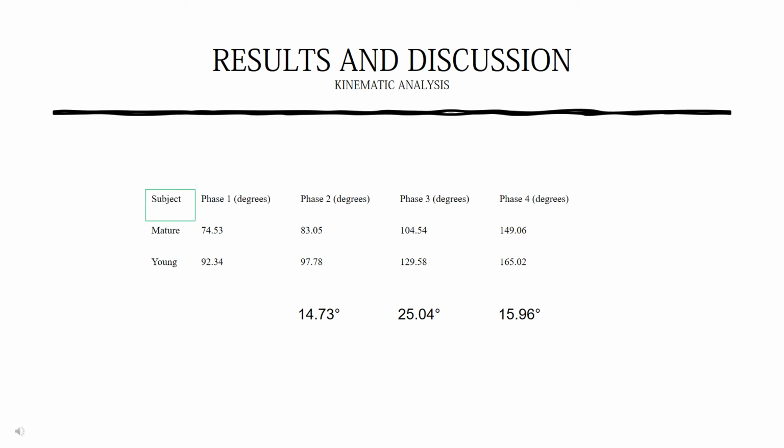During the second phase, the mature subject has a more closed angle by 14.73 degrees. On the next phase, the younger subject has a more open angle by 25.04 degrees than the other subject. On the final phase, the younger subject has a more straightened up knee joint angle. The difference between both subjects is 15.96 degrees.